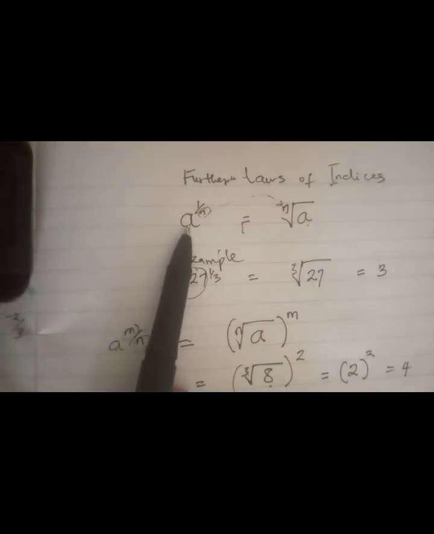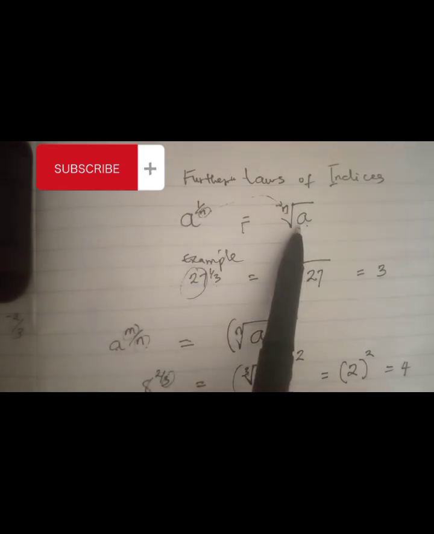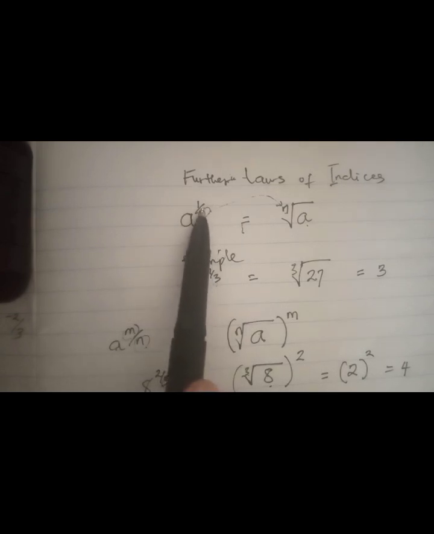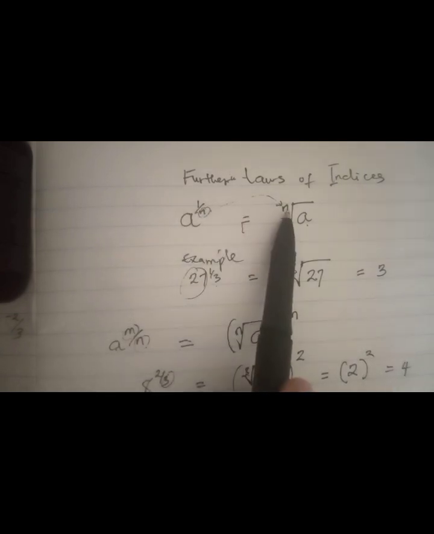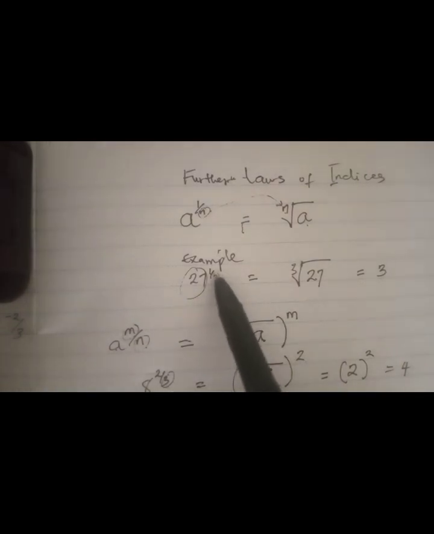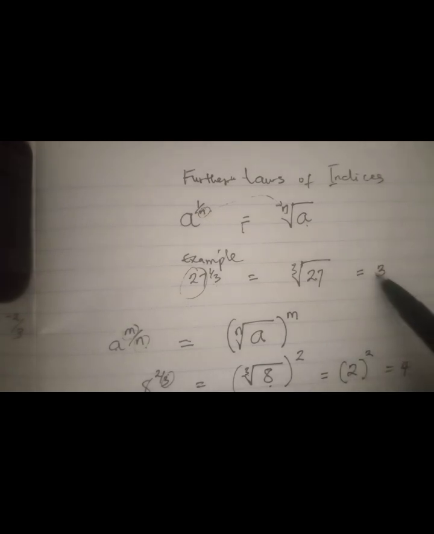So this law states that when you have a base with a fractional power, the expression is going to be the nth root of a. This n is the denominator of the power. Take note. There's an example to that: 27 raised to power 1 over 3. Now, the denominator of the power is 3, so it's going to be the third root of 27. It simply means, what's the lowest factor of 27 that you multiply together 3 times to give you 27, which is 3.